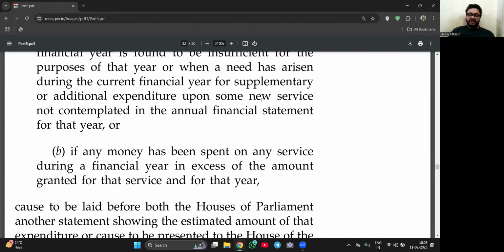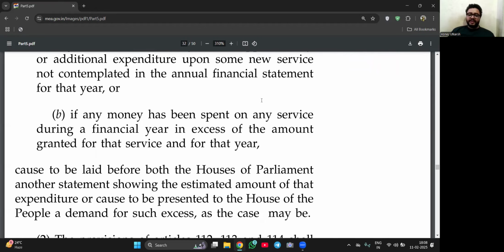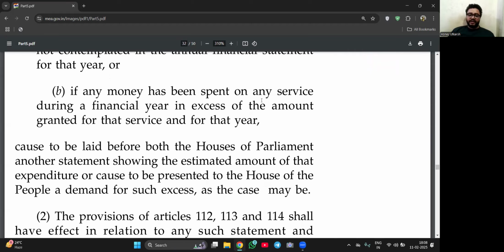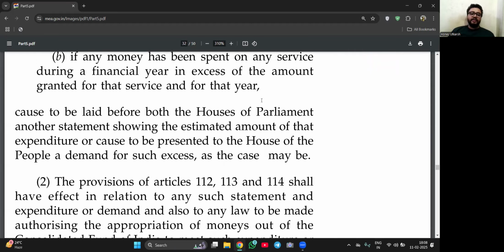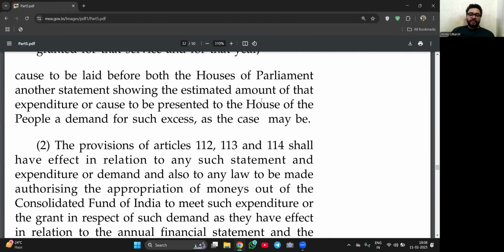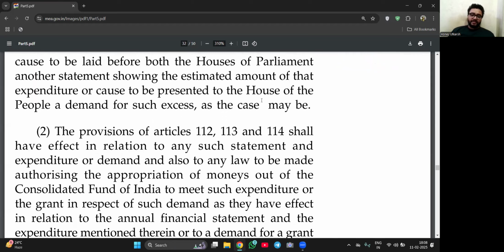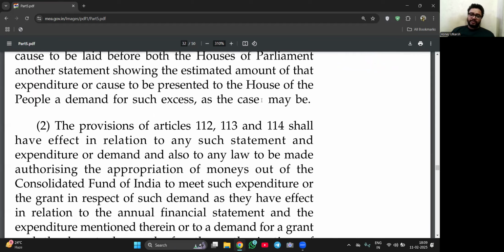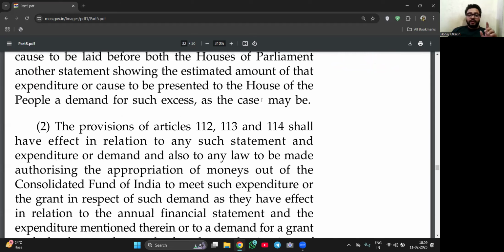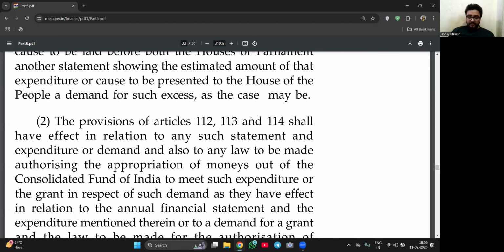If any money has been spent on any service during a financial year in excess of the amount granted for that service and for that year, cause to be laid before both the Houses of Parliament another statement showing the estimated amount of that expenditure, or cause to be presented to the House of the People a demand for such excess, as the case may be.